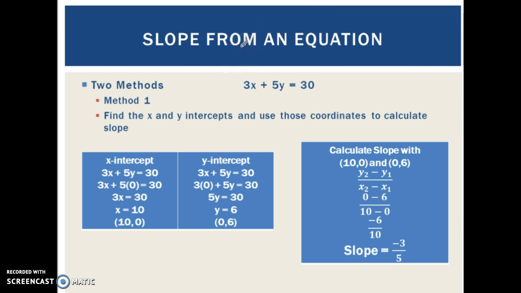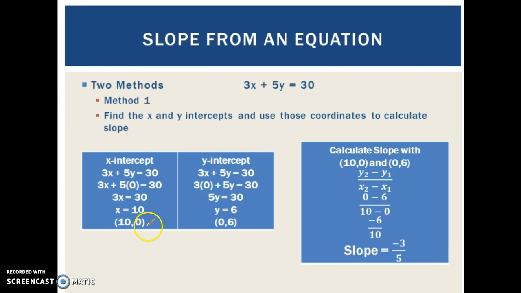The next part of the lesson is just writing and finding the slope from an equation. So there's really 2 different methods that you can use to do this. You can use your x and your y intercepts and then use those coordinates to calculate the slope. So in this example, I found the x and the y intercepts by plugging in 0 for y because it's on the x-axis, so the y coordinate is going to be 0. And simplifying, 3x equals 30, so x equals 10. That's the coordinate 10, 0.